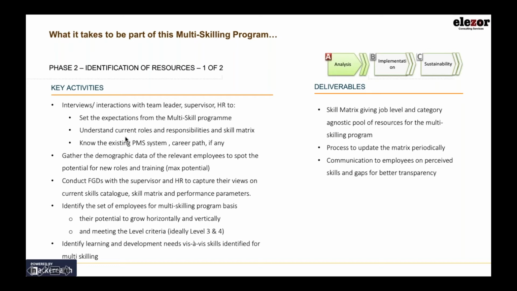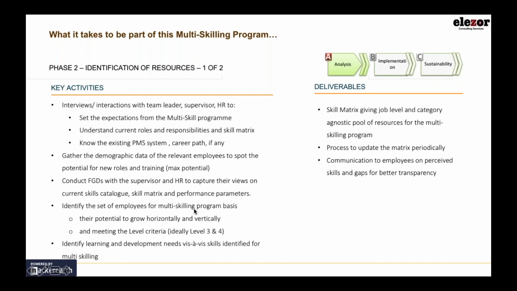Further, conduct focus group discussions, FGDs, with the supervisors and the HR to capture the views on what is the current skill catalog, what is the skill matrix that is required, and the performance parameters. This is just for the HR to capture more information on, and identify the set of employees for the multi-skilling program, like for their potential to grow horizontally and vertically, and meeting the level criteria. So we'll talk about these levels in the subsequent slides. What are these levels? These are basically levels which are defined in the skill matrix, and that is the identification of the people that will undergo the program.